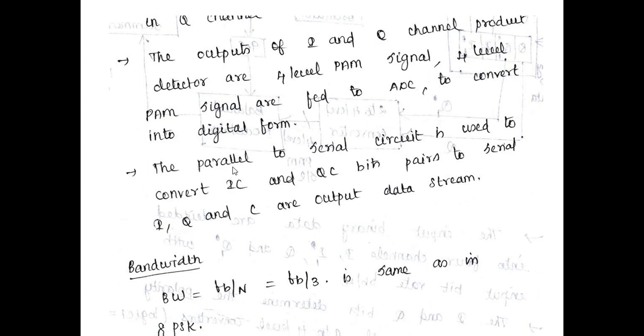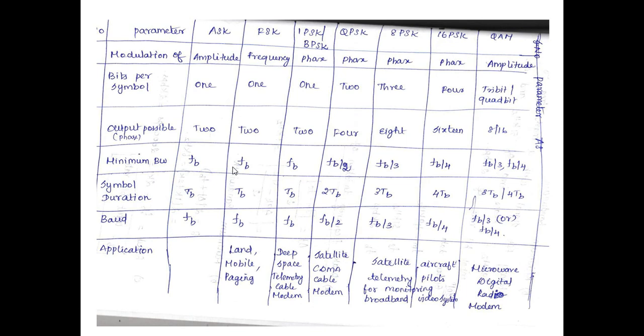So the bandwidth of this 8 QAM is FB by N. If we use 3 bits, it is FB by 3, divided over 3 bits, so it is the same as 8 PSK. And this diagram represents just a comparison between the digital modulation techniques which we discussed.